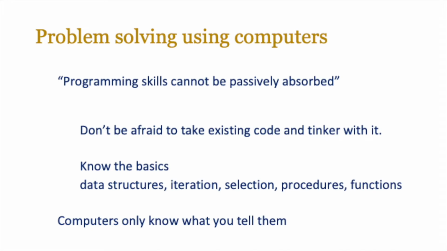Programming skills, things that you're learning right now, cannot be passively absorbed. What does that mean? Well, that means that if you're listening to how somebody programs a piece of code or you're watching a video, you're never going to learn how to code. You've got to experiment. You've got to take existing code and start playing with it. Without practicing problem solving and without practicing coding, you're not going to be able to understand how to develop new pieces of code. So look at existing code that's out there, download it, copy it, run it, enhance it, tinker with it. That's the best way of learning programming.